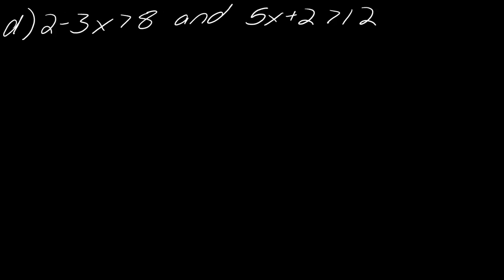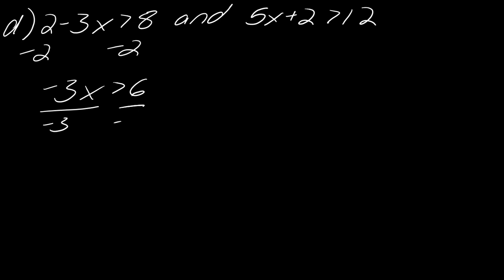Okay, so now I'm moving on to D. So once again, I've got to solve for each one of these. So for D, first I'm going to subtract 2 from each side. So I get negative 3x is greater than 6, and then I divide both sides by negative 3. And remember, since I'm dividing by a negative, I have to flip the inequality. So this becomes x is less than negative 2.